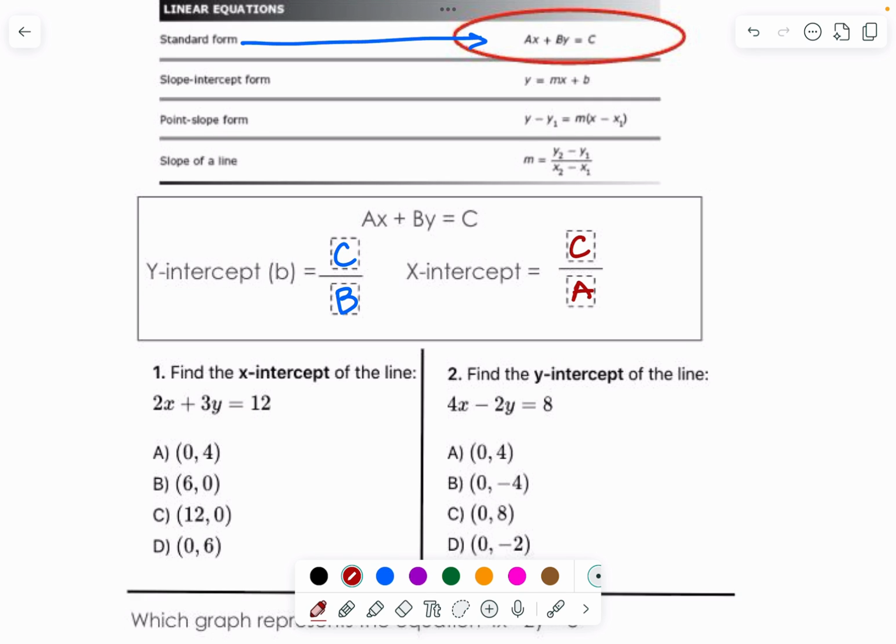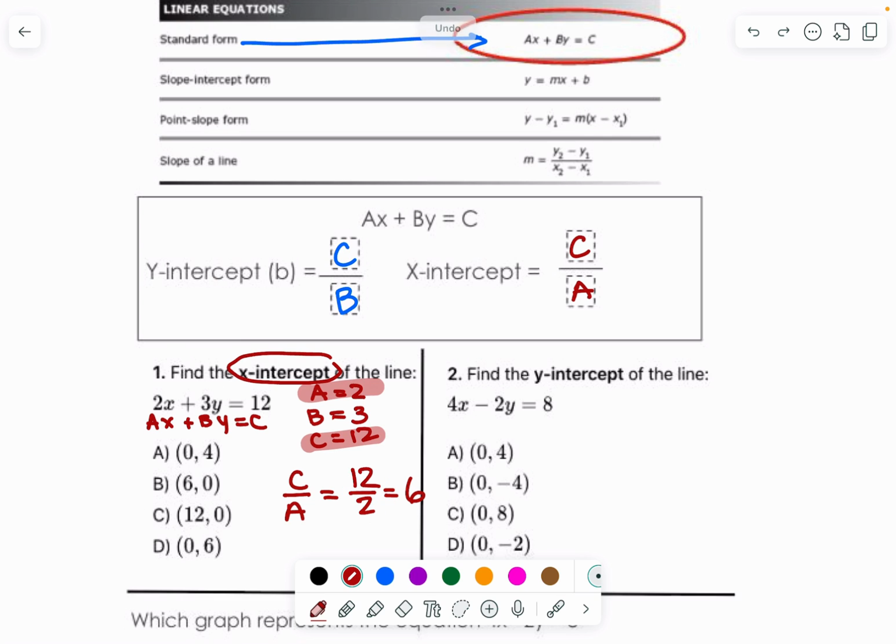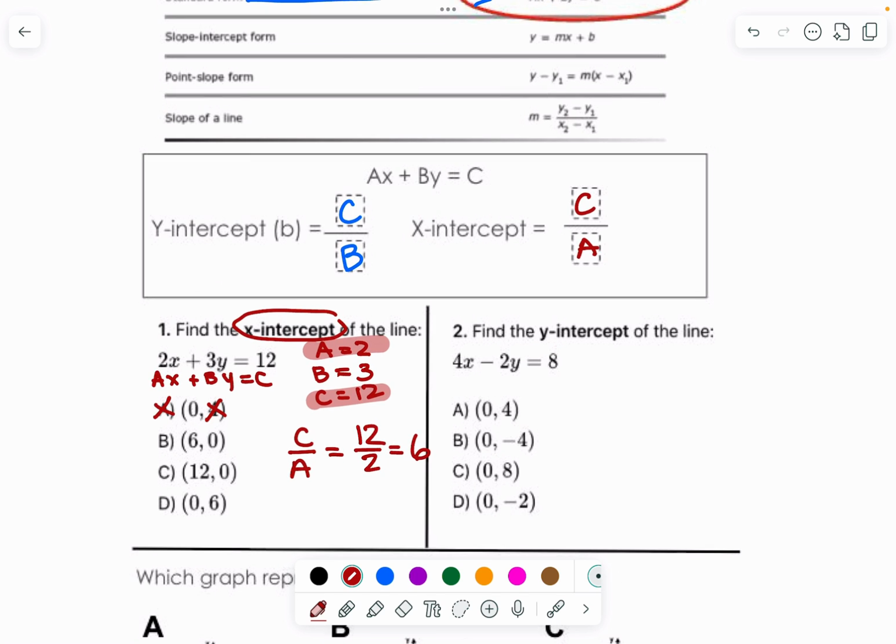So, for my first one, I have AX plus BY equals C. So my A equals 2, my B equals 3, my C equals 12. And since I'm looking for x-intercept, I know it's C over A, which equals 12 over 2, which equals 6. If you put this in your calculator, you'll get 6. So I know A can't be good, C can't be good. Now I'm between B and D, but I know you write an x-intercept as x comma 0. So I know that D can't be good. So my answer would be B.